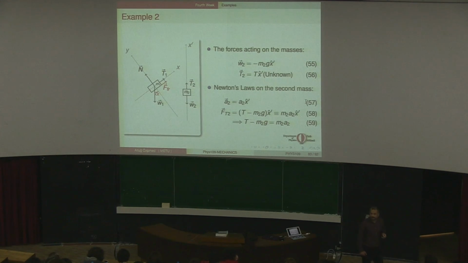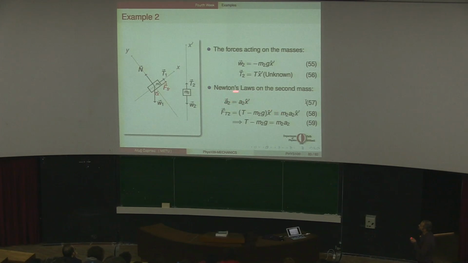Okay, writing Newton's law for the second mass is the easier one, because there are only 2 forces acting on it. There is no friction force. So it has its weight in the minus x prime direction, and there is the tension force due to the string. I will just denote its acceleration by a2 along the x prime direction. I already know that the mass will accelerate only in the x prime direction. It will not move sideways. It will move up and down.